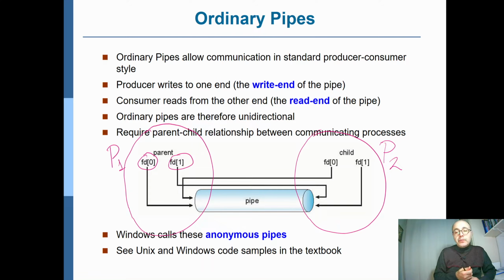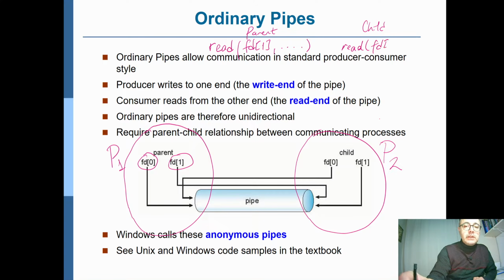So when you want to read, for example, in the case of the parent process, you would be reading FD1. In a child process, you would just be doing the other way around. You would be reading from FD0.